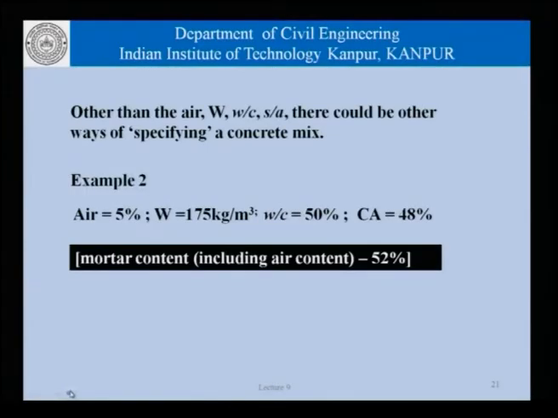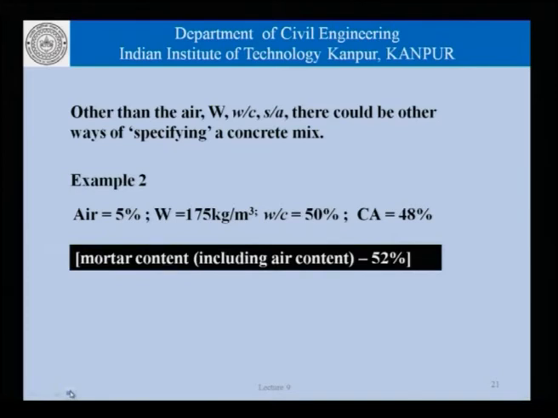Now, let us look at another example. So far, we looked at an example where we said that air, water content, water cement ratio, and the S by A, these are the parameters that are fixed as far as working out a concrete proportion is concerned.